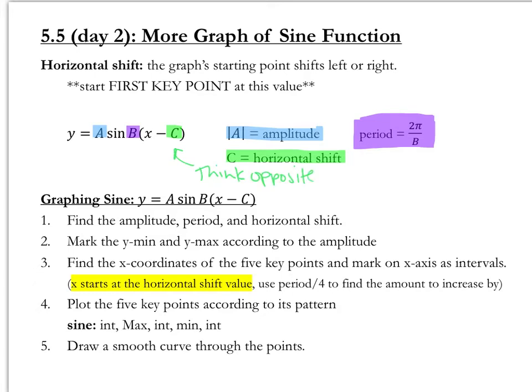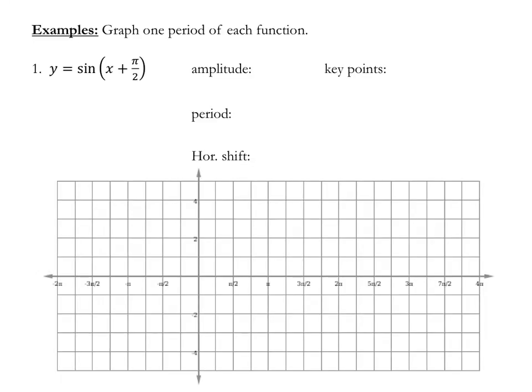So let's go ahead and try one. Looking at this first one, the first two questions we're going to answer are amplitude and period. So the amplitude, remember, is the number out in front. The amplitude right now is just 1. The period, same formula as yesterday. We're going to do 2 pi divided by b, which is also 1. That's the number right in front of x. So our period is 2 pi.